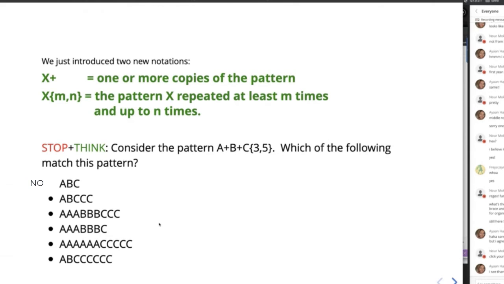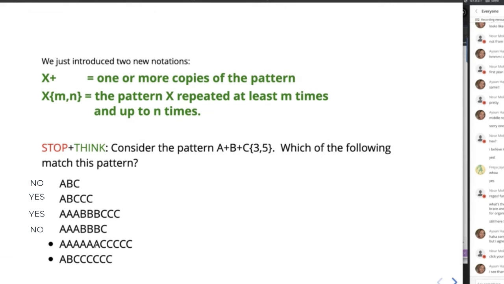Now, the next one, A, B, C, C, C, does that match? It matches the first part with A, and then we have a B, and then we have 3 C's. That matches because we need at least 3 and at most 5 C's. How about A, B, B, B, C, C, C? That again matches because we've got the A plus sign, which means one or more A's, then one or more B's, and then 3 to 5 C's.